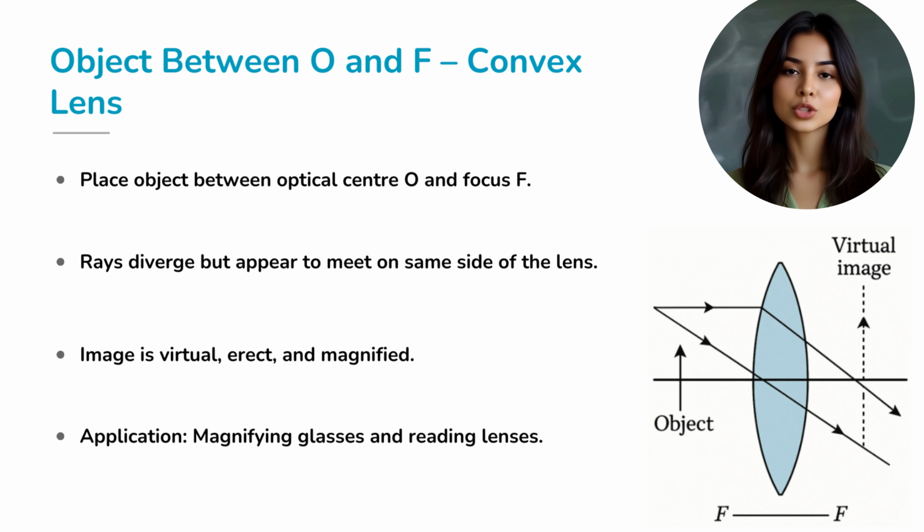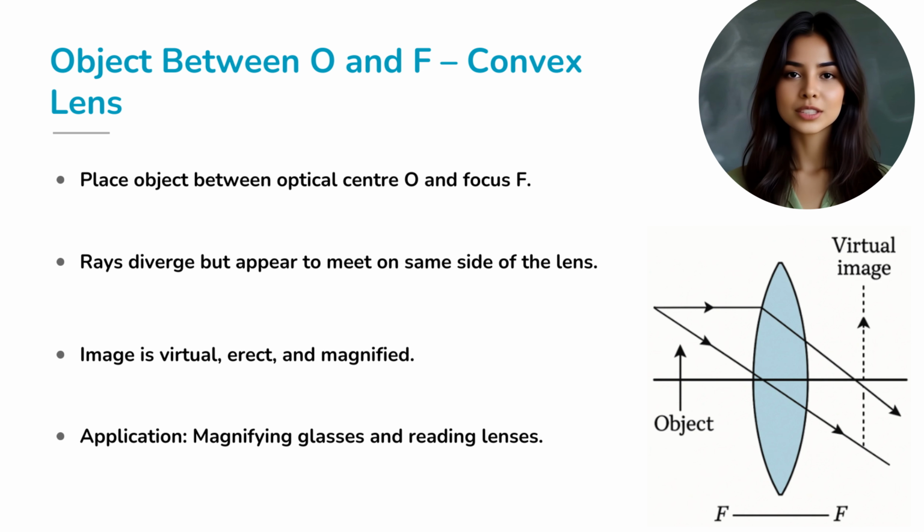The image is virtual because the rays don't really meet, our eyes only think they meet. It is erect, meaning it stays upright. And best of all, it is magnified. This is exactly how a magnifying glass works. Place a small text or object between O and F and suddenly it looks bigger and clearer.